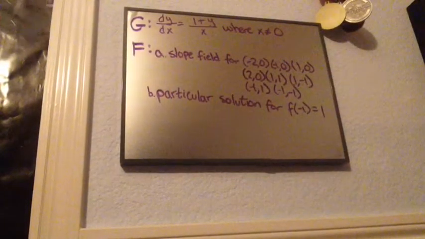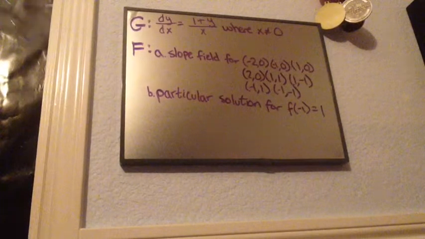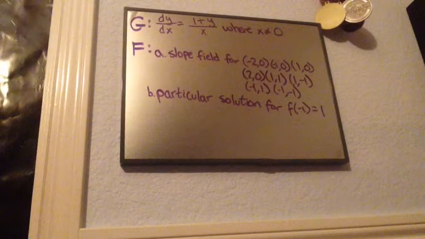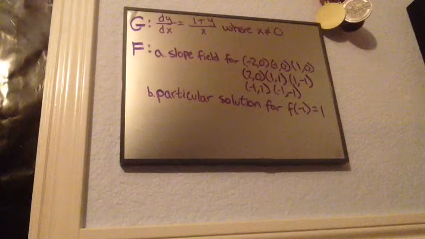Here I've listed out the given parts of the problem and what they want you to find. So they give you that the derivative of the function is 1 plus y over x when x does not equal 0, because then the derivative does not exist.